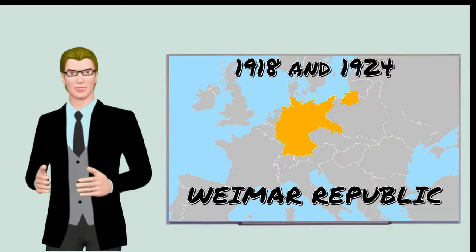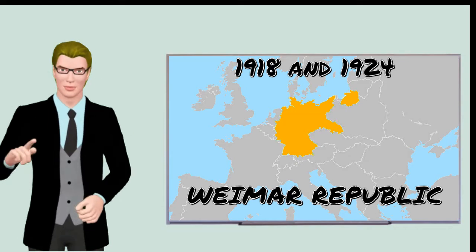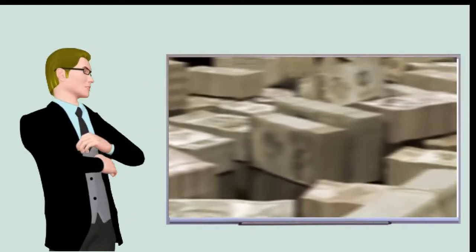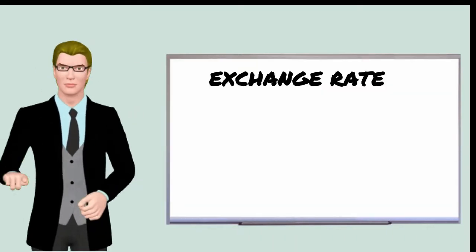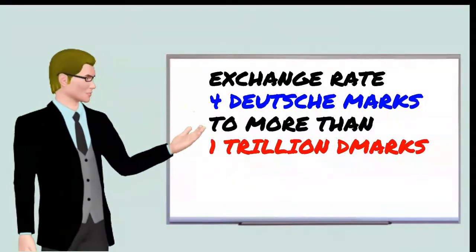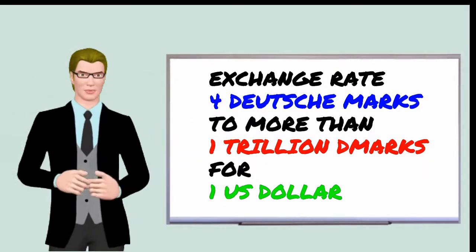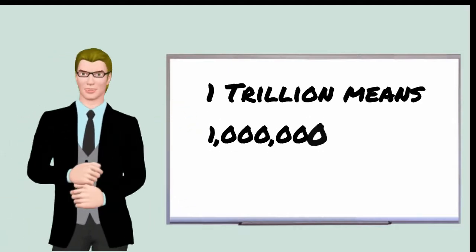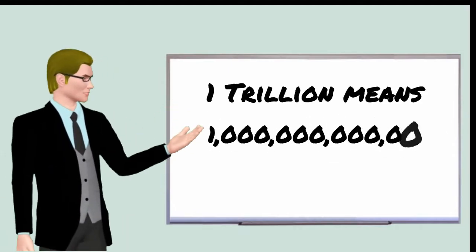Hyperinflation example. Following World War I, between 1918 and 1924, the German government kept printing money. Doing so, the price of money increased, causing the exchange rate to rise from 4 Deutsche Marks to more than 1 trillion Deutsche Marks for $1. 1 trillion means the number 1 followed by 12 zeros.